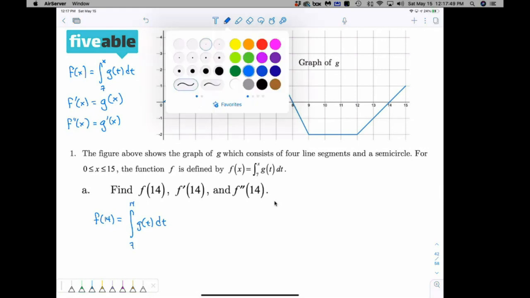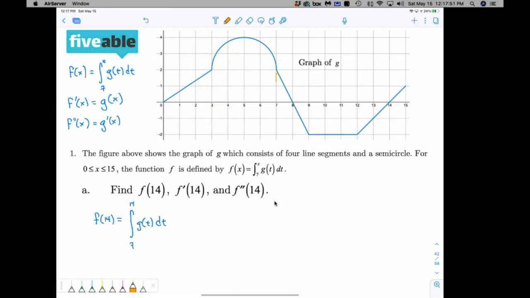Let me just change colors so you'll be able to see a little bit easier. That means I'm going to start here at 7, and I am going to continue to integrate from 7 to 8, and then from 8 all the way to 14. That's all the way up to there. So we're talking about this region of the graph. Okay, that's what we're talking about.